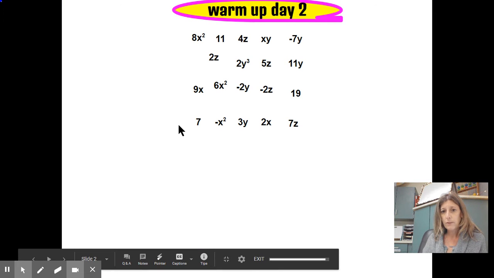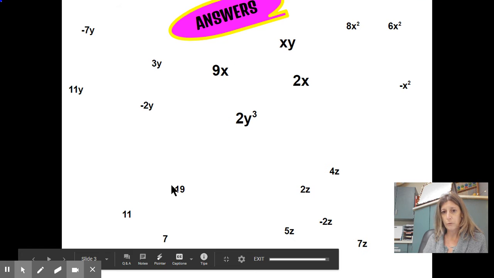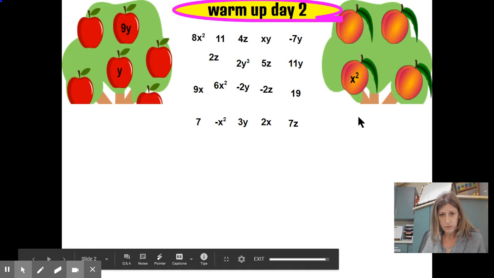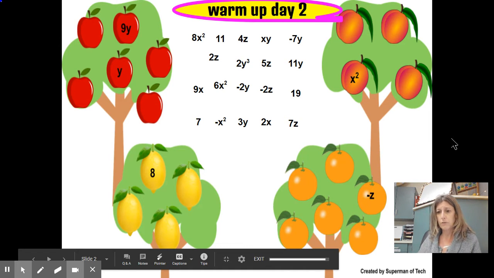All right, so if you haven't done the warm up, there's actually 2 slides to it. I don't know, all my graphics aren't showing up here. Here they come. Okay, so pause and do the 2 warm-up slides and then come back.